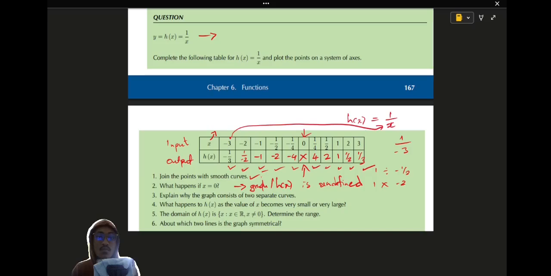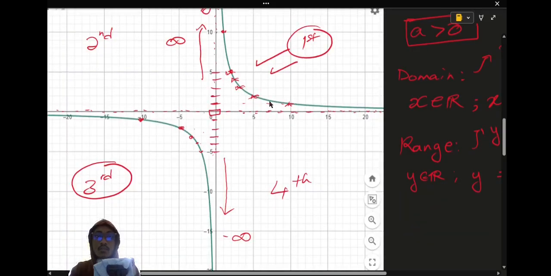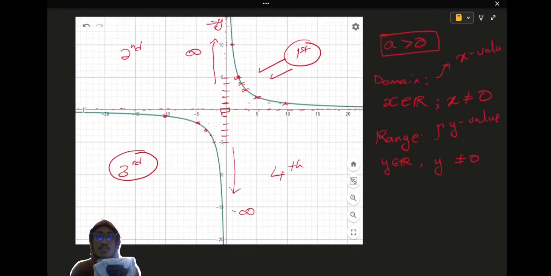And then explain why the graph consists of 2 separate curves. Why do we have 2 separate curves here? Why do we have one in the first quadrant and the other one in the third quadrant? Try to answer yourself. Because when we get to 0, our graph splits. Remember, when we get an undefined, our graph decides to split.